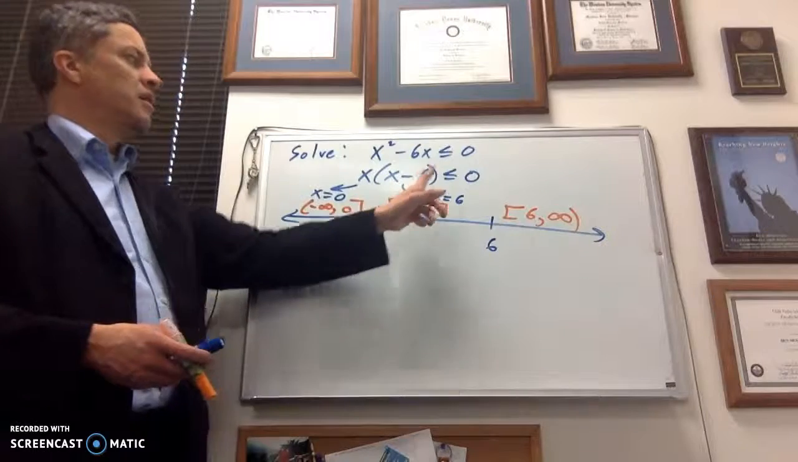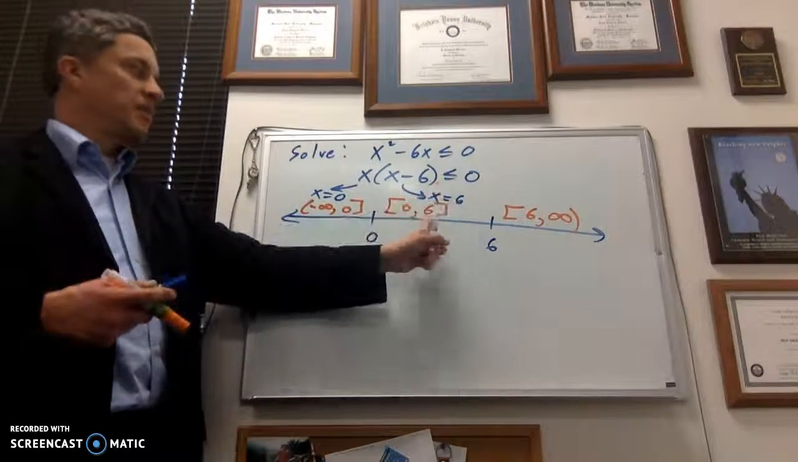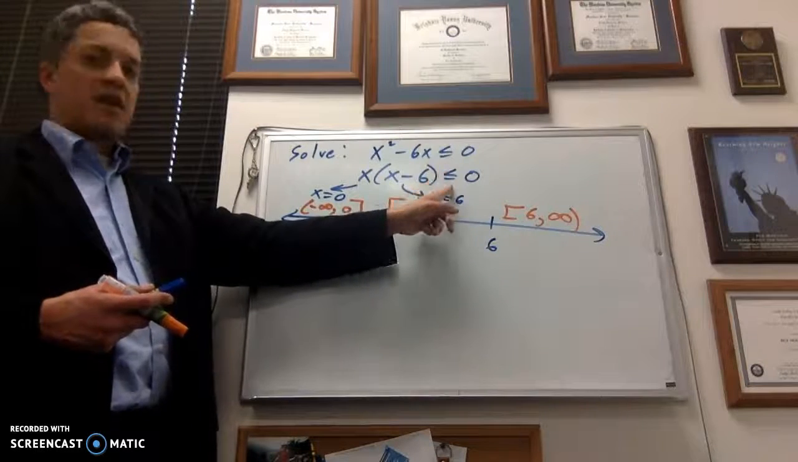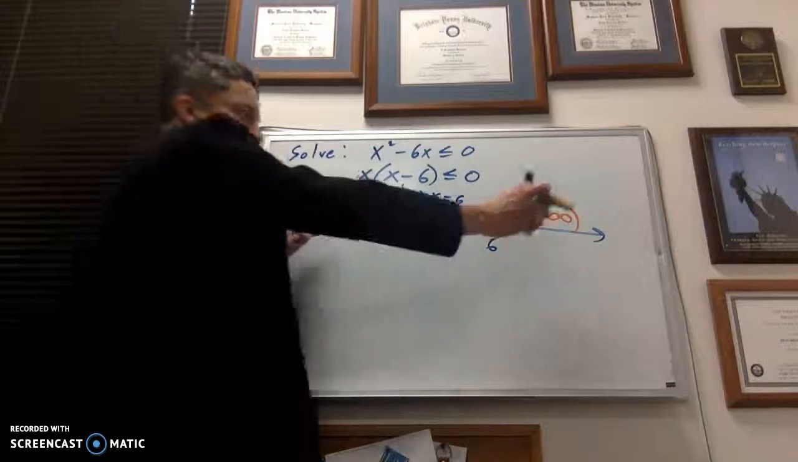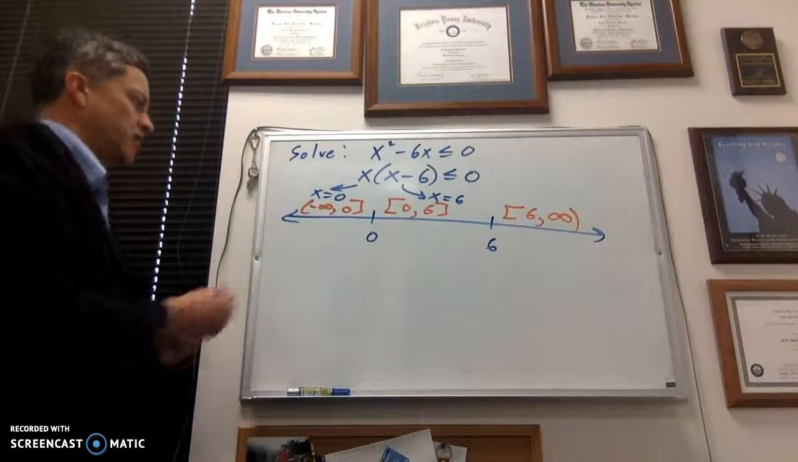How do I know? It's because it's less than or equal to. If it's less than or equal to or less than, it'll be the inside interval. If it's greater than or equal to, it'll be these two outside intervals. Now, prove it? Sure, I'll prove it to you.